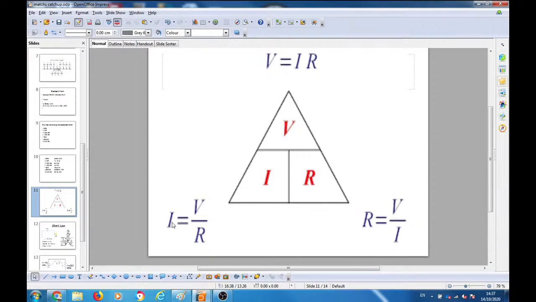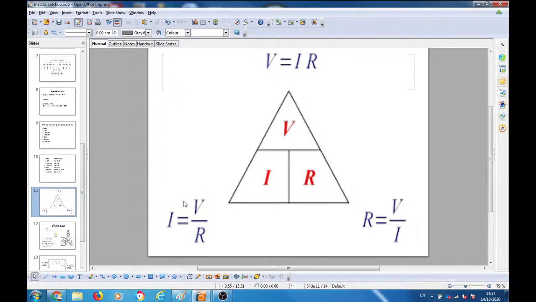So I, or the current, symbol is I, the unit is ampere, a capital A, is V divided by resistance. Or if I'm looking for resistance, I cover resistance up and I've got V over I, and you've got the formula down here, so R is equal to V over I. Once you've got this triangle in your mind, so V is over I and R, then you can construct pretty much every formula very, very quickly.